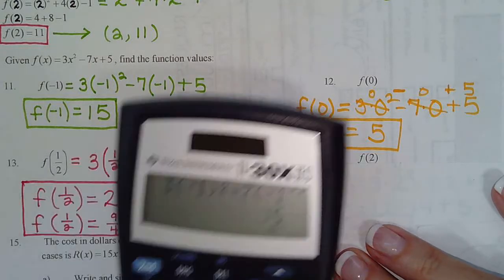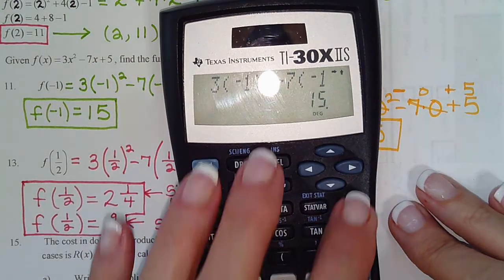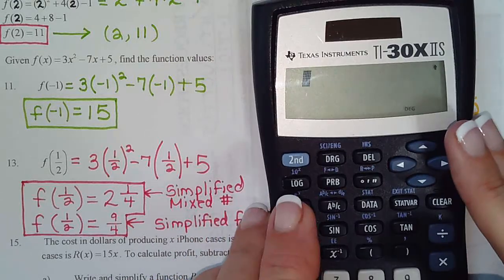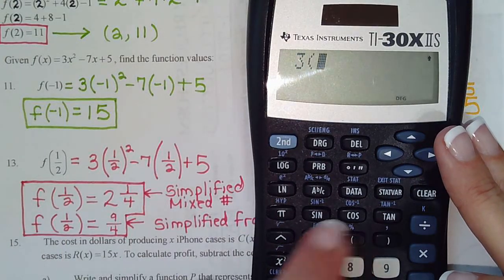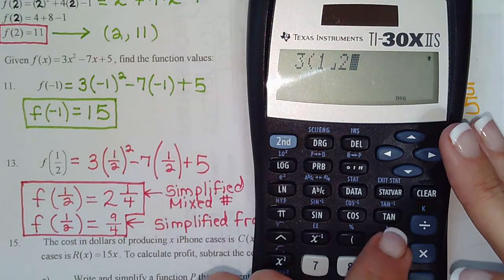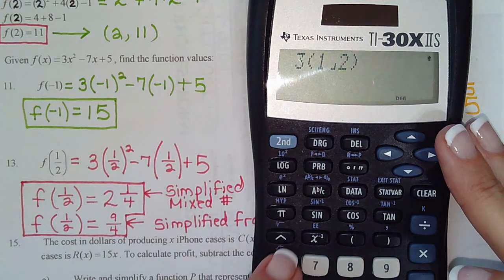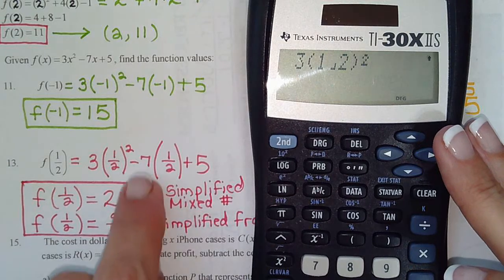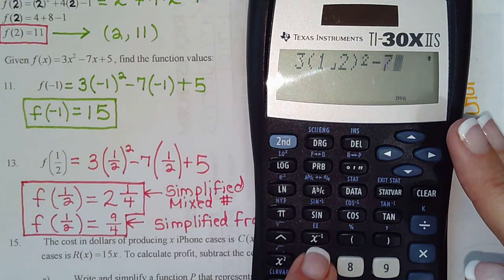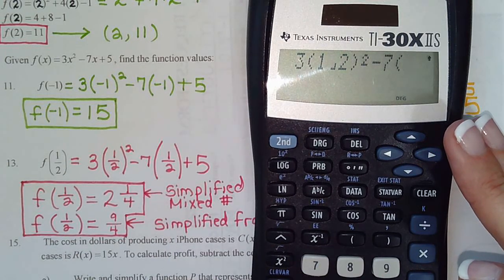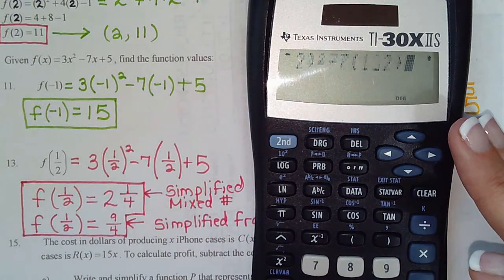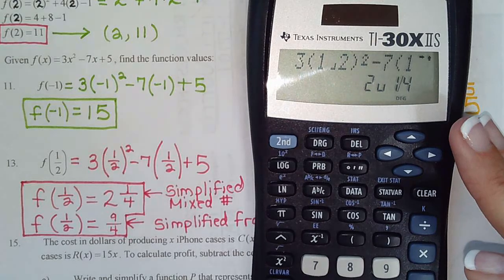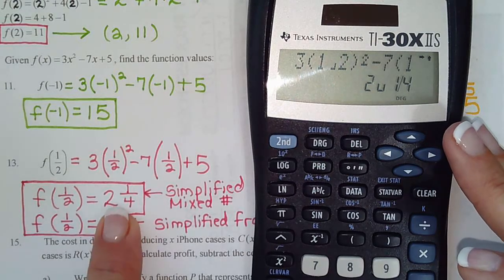Then again, we go to the calculator. So 3 parentheses 1 fraction bar 2 close, hit your squared button. Then we have subtract 7 parentheses 1 fraction bar 2 close plus 5. And that gives me 2 1/4.